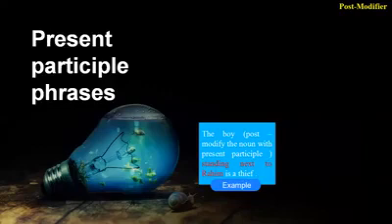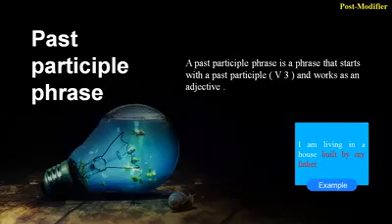Present participle phrases. The boy standing next to Rahim is a thief. Here, the boy is a noun, and standing is a present participle. Past participle phrase. A past participle phrase is a phrase that starts with a past participle and works as an adjective. I am living in a house built by my father. Okay, what type of house am I living in? Built by my father.